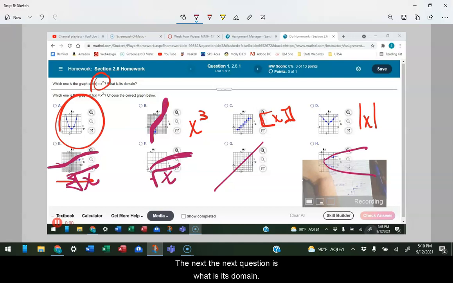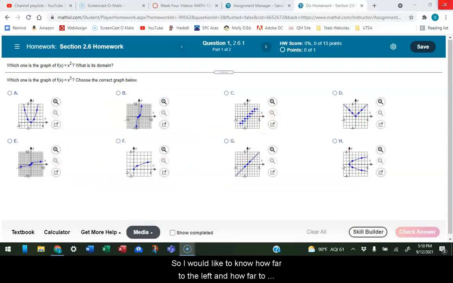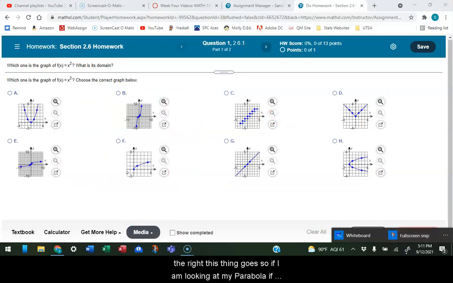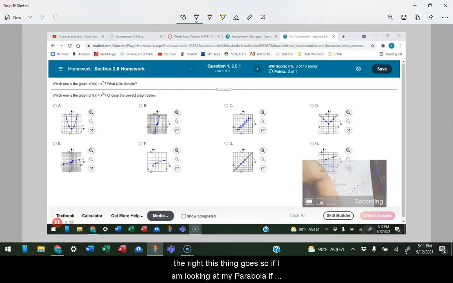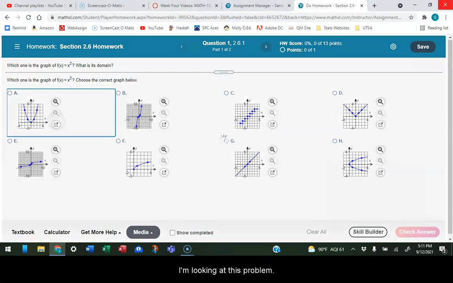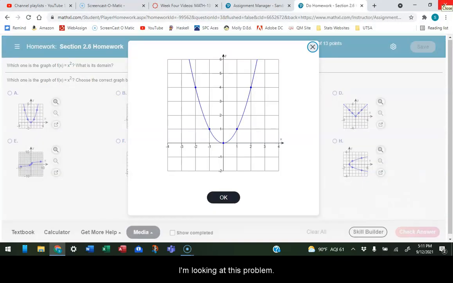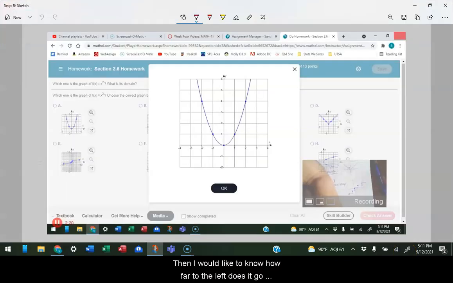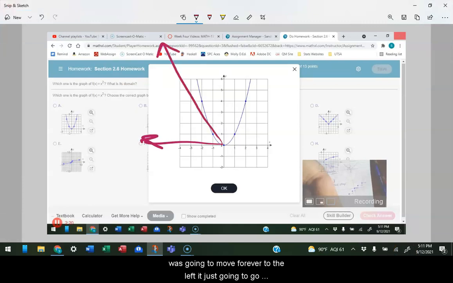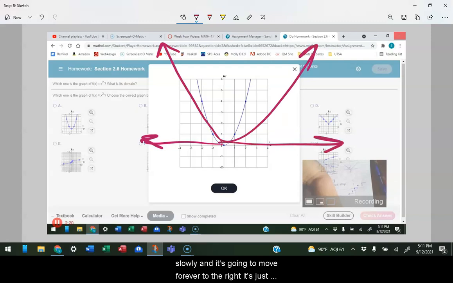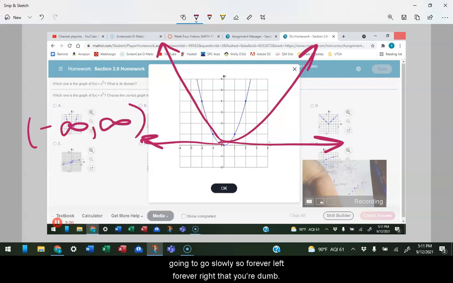So the next question is, what is its domain? I would like to know how far to the left and how far to the right this thing goes. If I am looking at this parabola, how far to the left does it go? Well, it's going to move forever to the left, just slowly. And it's going to move forever to the right, just slowly. So forever left, forever right, that's your domain.